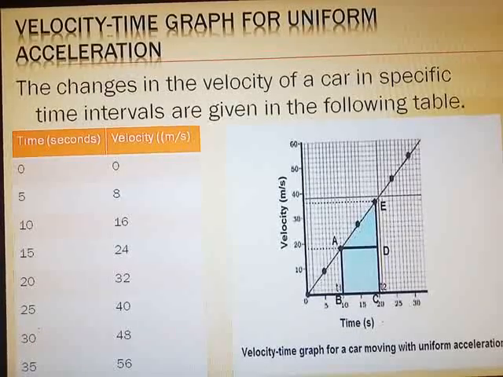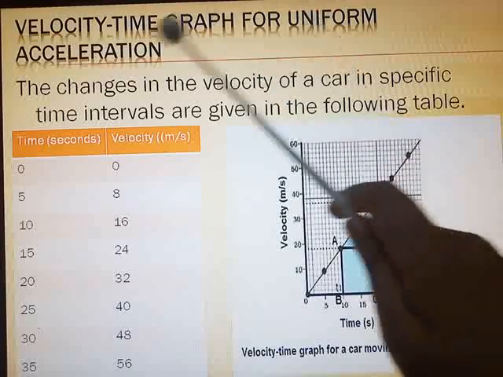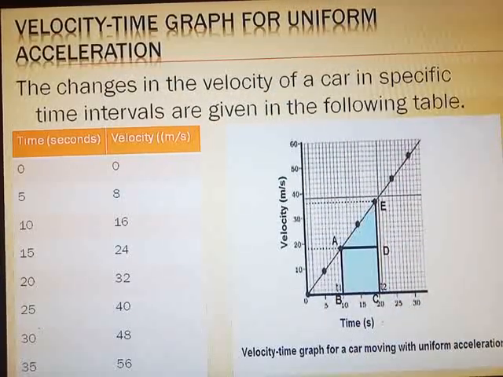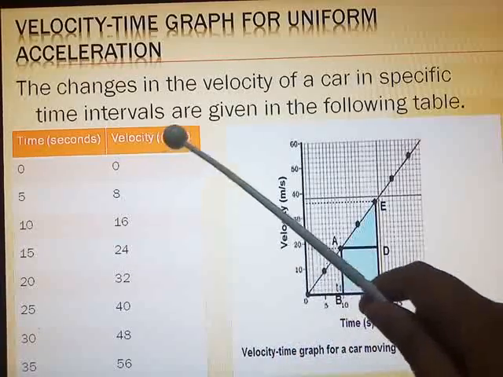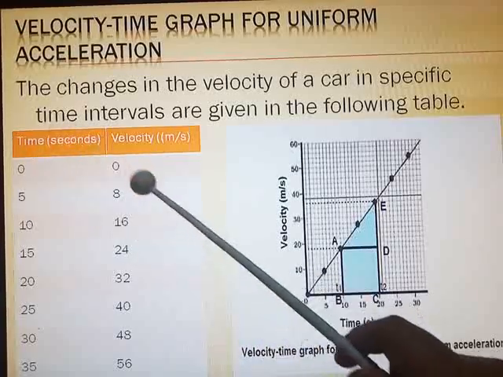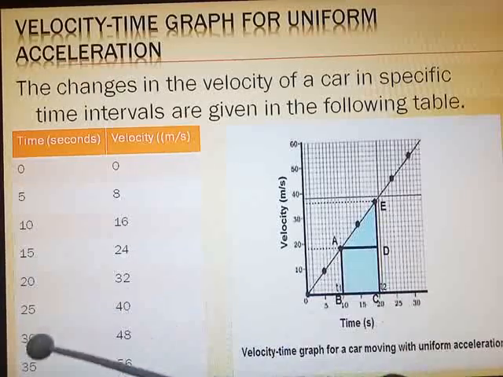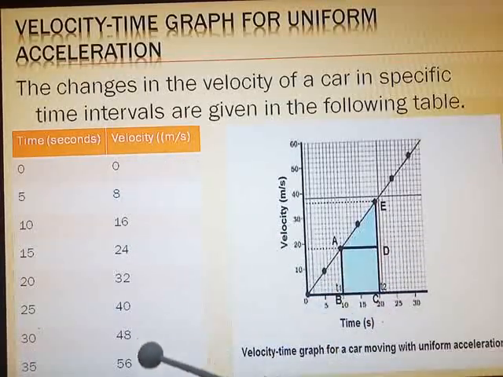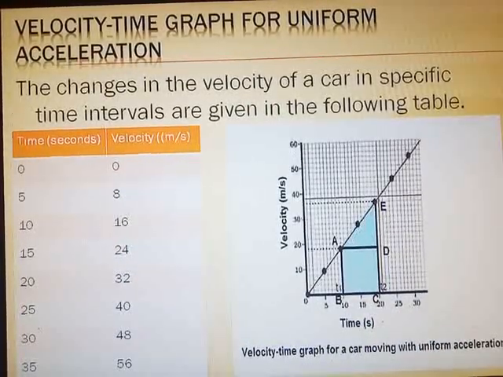Next is the velocity time graph for uniform acceleration. What we have seen in our previous graph was the velocity time graph for uniform velocity. Now you can see here the table I have given: time in seconds, velocity in meter per second. For 0 seconds velocity is 0, for 5 seconds velocity is 8, for 10 seconds velocity is 16. So you can see in equal intervals of time the velocity changes by an equal amount: 8 to 16, 8 to 24, 8 to 32. So here it is for uniform acceleration.